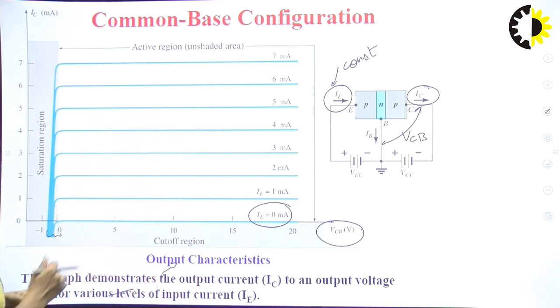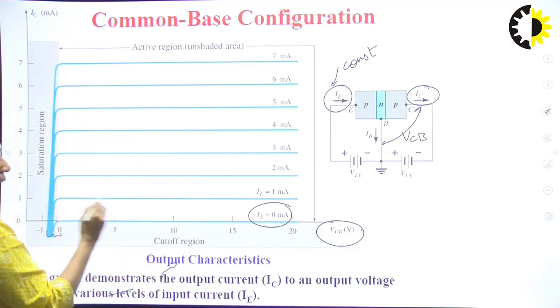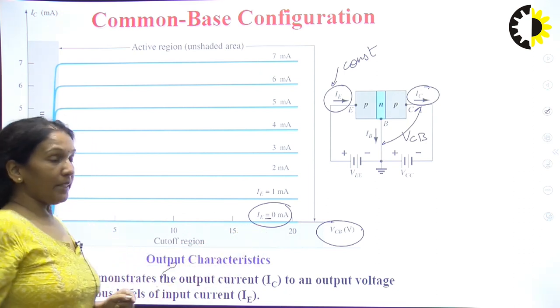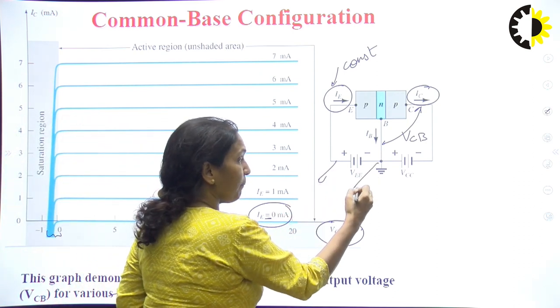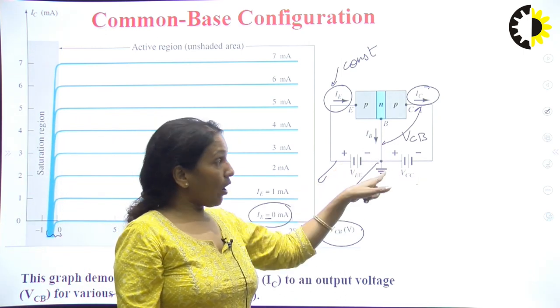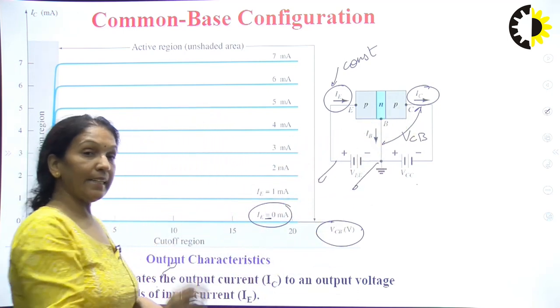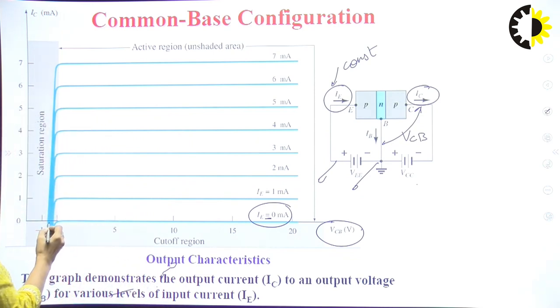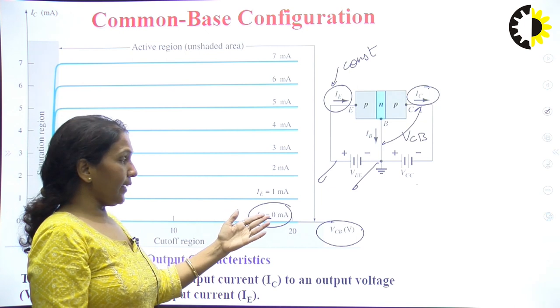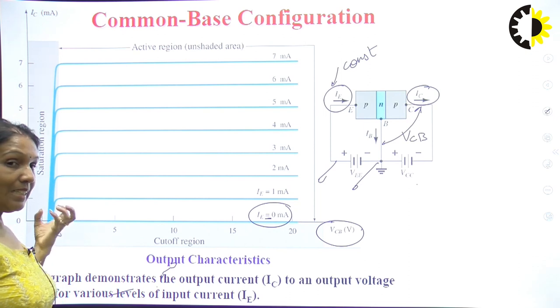So here we can see that initially, when you apply this voltage, we keep the emitter current zero. Emitter current zero means suppose we are not applying this voltage and only applying this voltage. What happens? Because of this voltage, the current flowing in the circuit is due to the minority charge carriers, and that is a very small amount of current. If IE is zero, then your current is almost negligible. That is the minority charge carrier current, that is the leakage current.